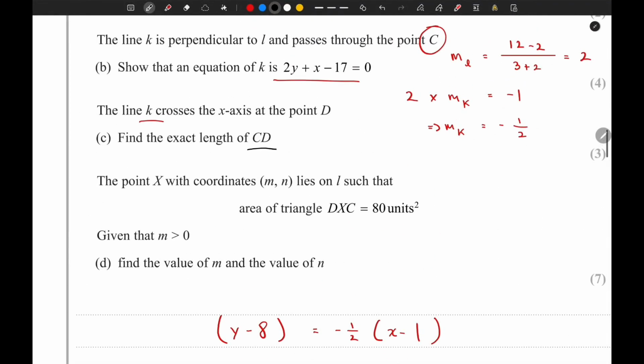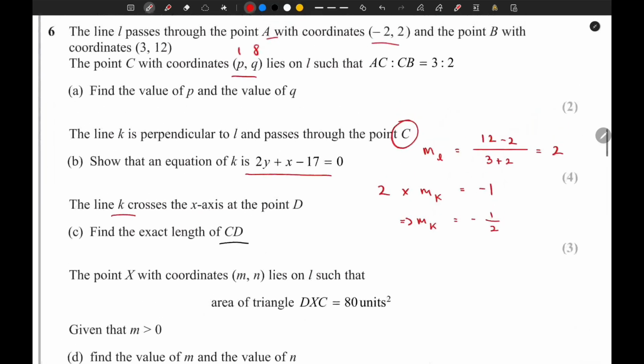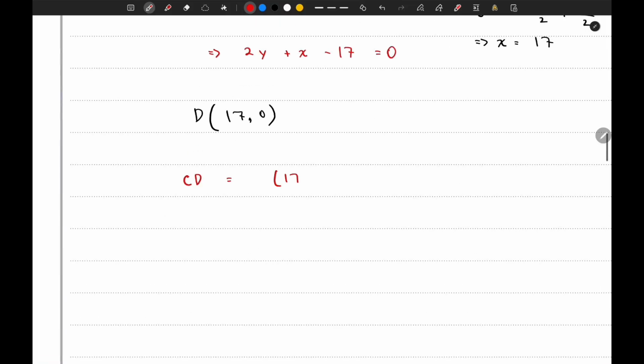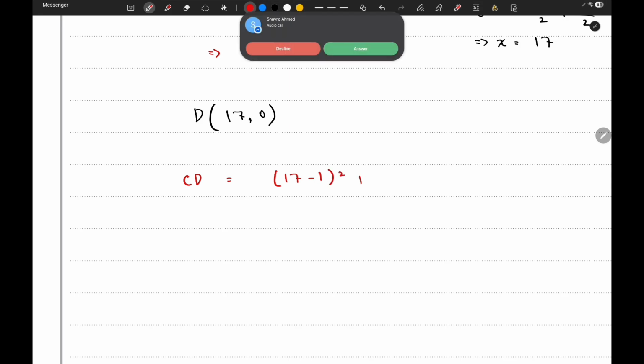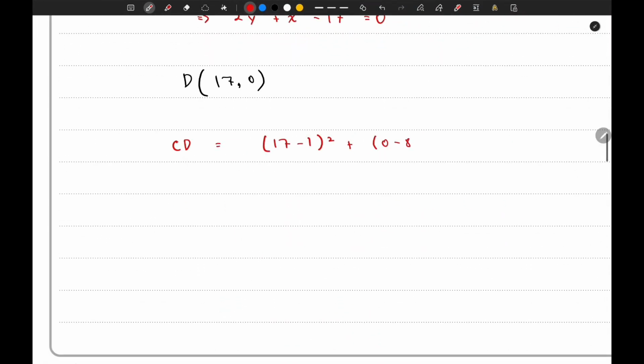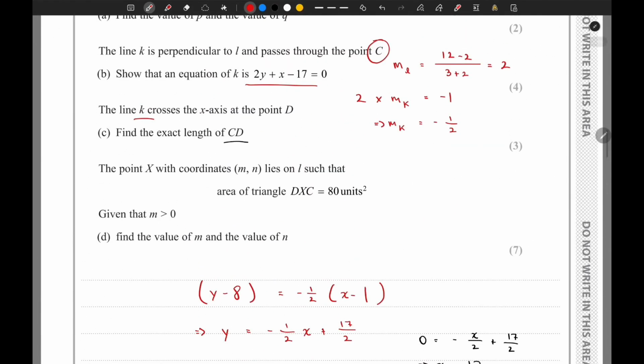Now we need to find the exact length of CD. So we can just use the formula for the distance between 2 points, which is 17 minus 1 whole square plus 0 minus the y coordinate of C, which is 8 whole square, and we need to root over this whole thing. So the length CD will be 8 root 5 units. That is the exact form. Alright. Now moving on to the next question.